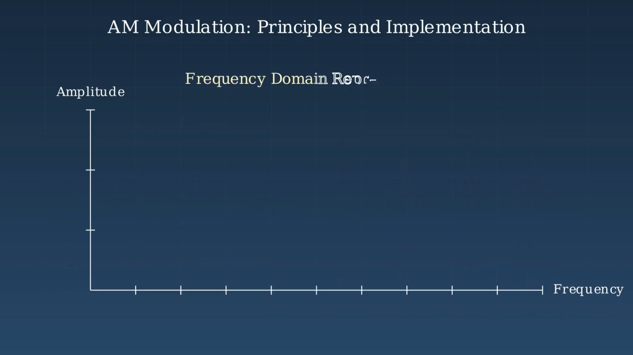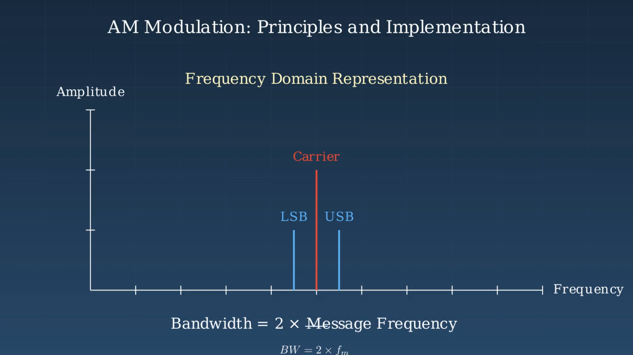In the frequency domain, an AM signal consists of a carrier frequency and 2 sidebands. The bandwidth of an AM signal equals twice the highest frequency in the message signal. This is because the information is contained in both the upper and lower sidebands.